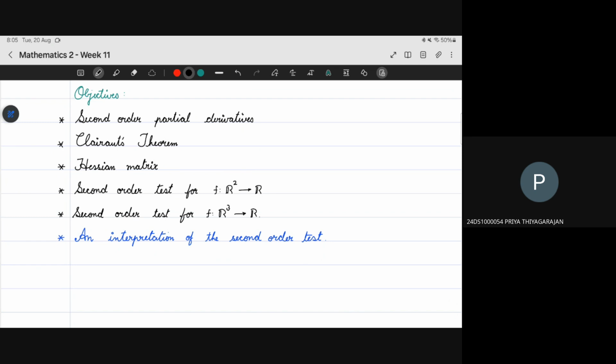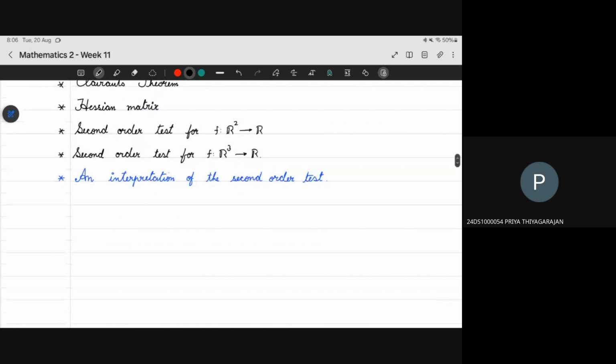So these are the only two cases that we'll describe. And then this last section, an interpretation of the second order test, is not exactly a part of this course, but I just wanted to say it so that you get a better intuitive idea of what is happening. So let's get started with it.